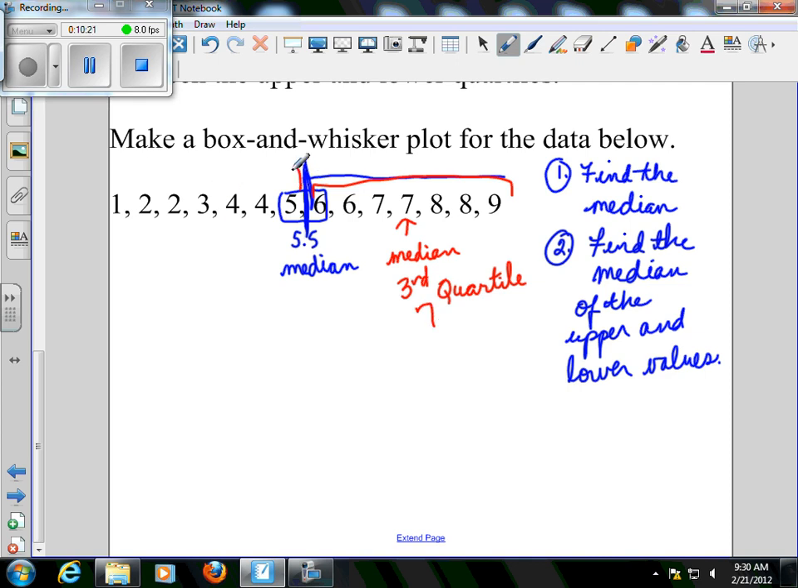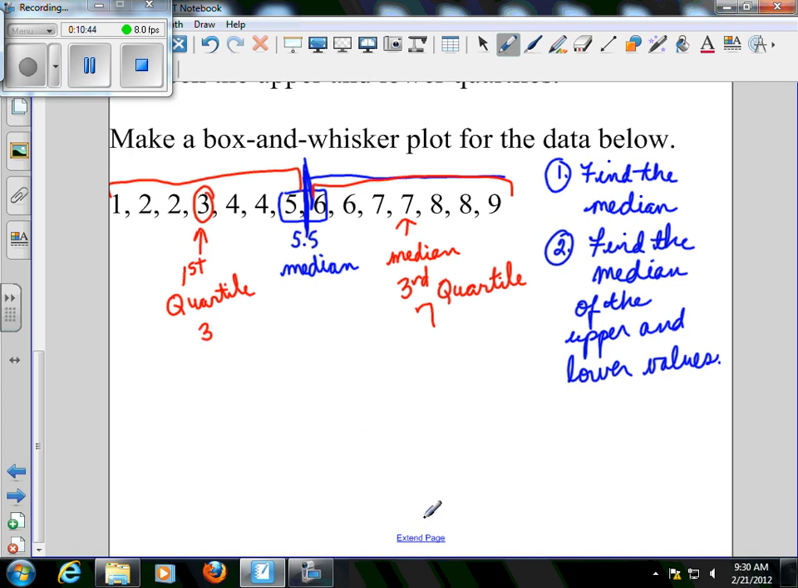We now want to find the median of the lower values. So of 1, 2, 2, 3, 4, 4, 5. The number that is right smack in the middle is 3. So that has a special name again. That is called the first quartile.